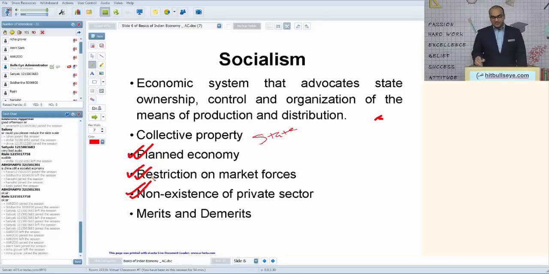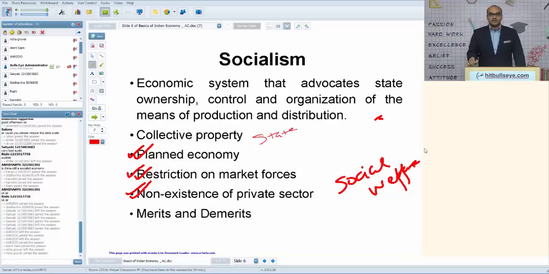Another advantage is that of social welfare. So as far as socialist societies or economies are concerned, social welfare, that is upliftment of deprived sections of the society, is something that will be taken care of, because everything is in fact owned by the government.